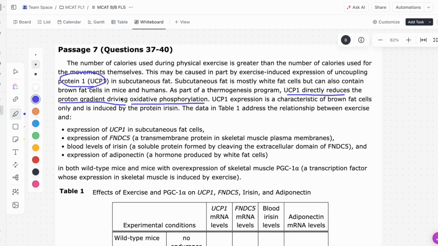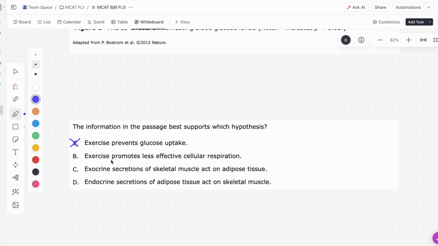So what does that mean? If exercise leads to higher levels of UCP1, and we know that UCP1 is correlated with or directly causes less effective ATP synthesis, that means exercise then promotes less effective cellular respiration, because remember, cellular respiration is ATP synthesis. That's the final goal of cellular respiration for us. So here we go. Exercise promotes less effective cellular respiration. This looks correct so far. I'm going to circle that, but let's always check the other answers.